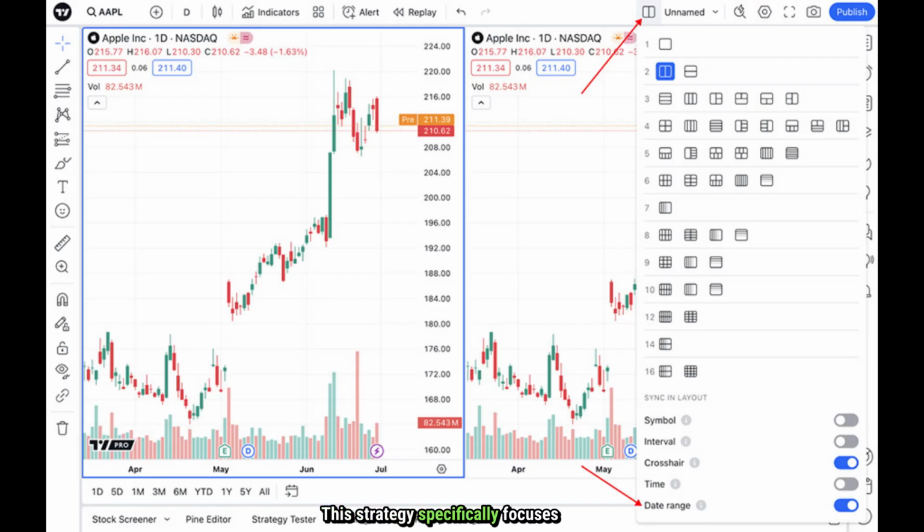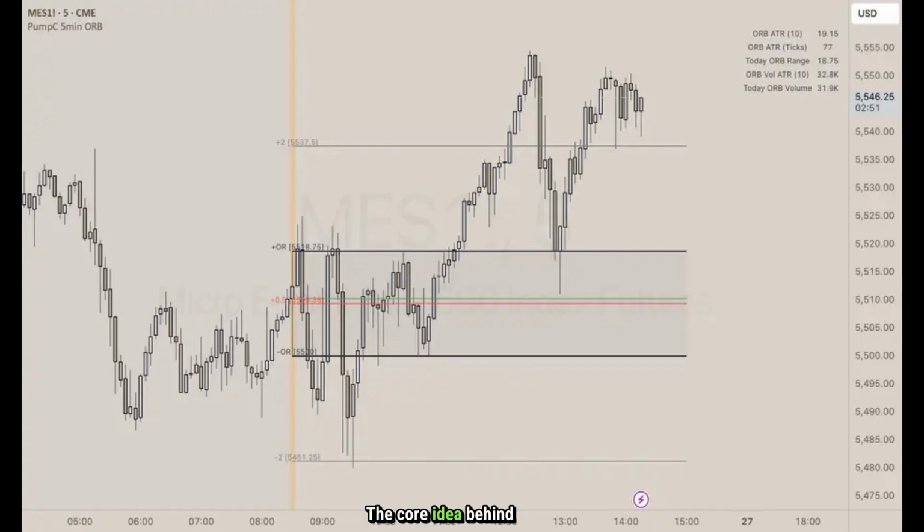This strategy specifically focuses on the price action immediately following the market open, typically within the first 30 to 60 minutes, where the opening range is formed using the high and low of those initial candles on a 5-minute chart. The core idea behind ORB is to identify and mark the high and low prices established during this initial period, which forms the opening range, often visualized as a box around the first few candles after 9:30 a.m.